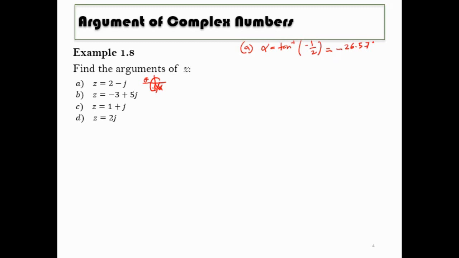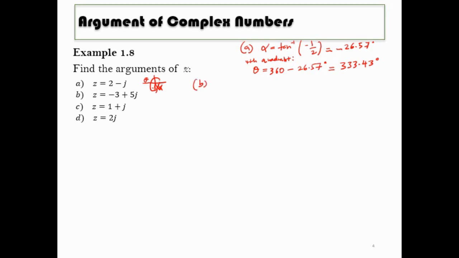So theta, because it's fourth quadrant, so theta is equals to 360 minus 26.57. Okay, ignore the negative signs. So the answer will be 333.43 degrees. So that's the answer for the first one, A. How about B? Okay, B I write here.